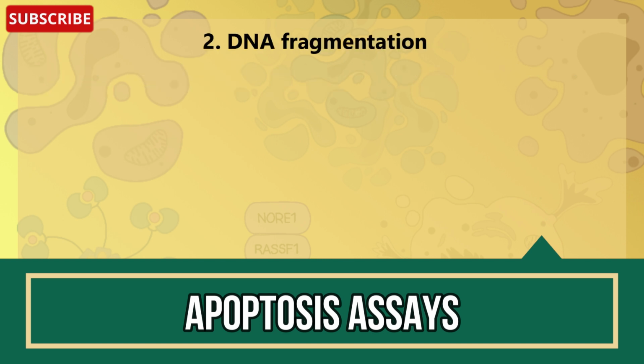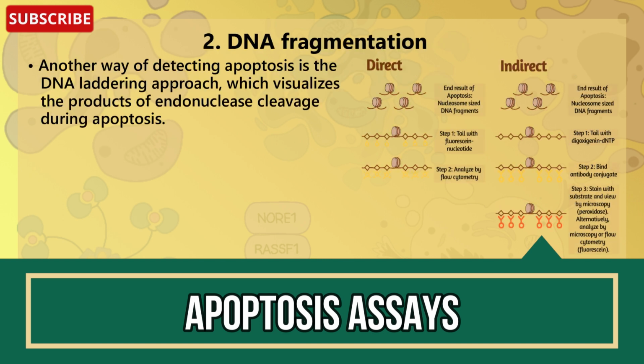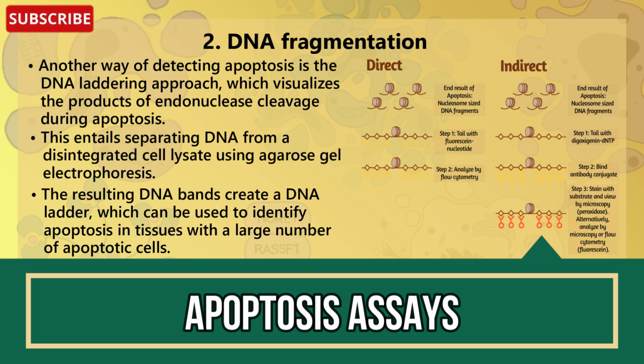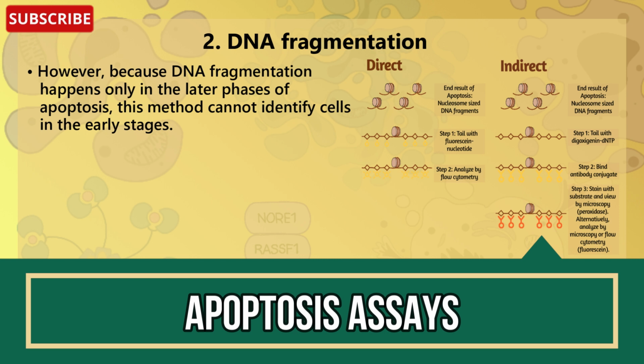Number 2. DNA fragmentation. Another way of detecting apoptosis is the DNA laddering approach, which visualizes the products of endonuclease cleavage during apoptosis. This entails separating DNA from the disintegrated cell lysate using agarose gel electrophoresis. The resulting DNA bands create a DNA ladder which can be used to identify apoptosis in tissues with a large number of apoptotic cells. However, because DNA fragmentation happens only in the later phases of apoptosis, this method cannot identify cells in the early stages.